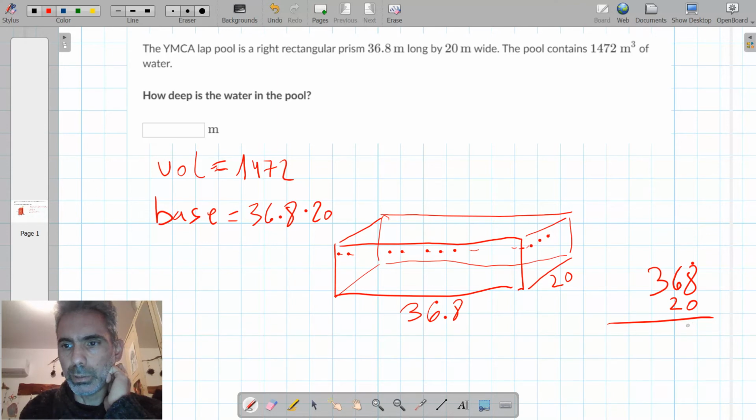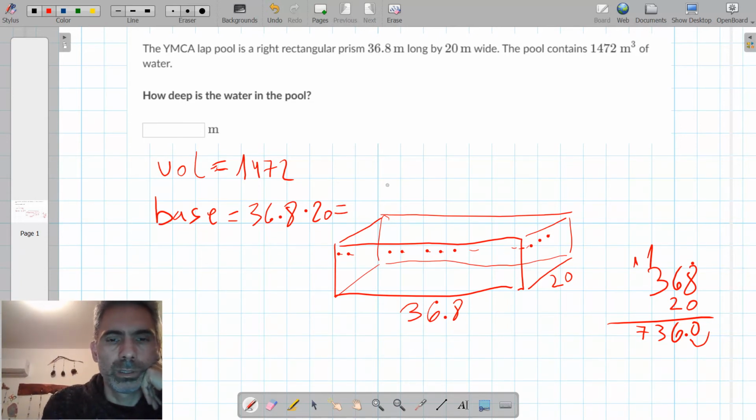Okay. So 2 times 8 is 16. 2 times 6 is 12 plus 1 is 13. 2 times 3 is 6 plus 1 is 7. Okay, we need to shift the decimal point 1 place to the left, which means that the base is 736 centimeters squared. And this is the volume, centimeters cubed.